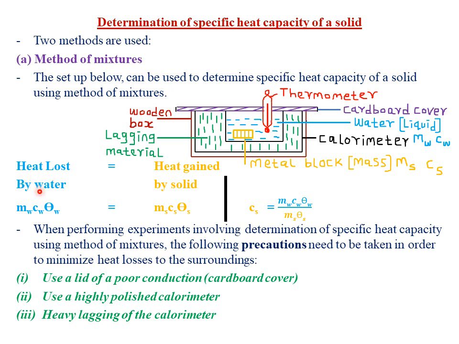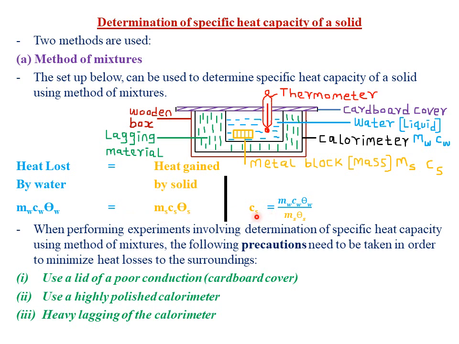Then of course, the heat which is lost by water will be the mass of water multiplied by the specific heat capacity of water times the change in temperature for water. So MCθ for water represents the heat which is being lost by water, and it must be equal to the heat gained by the solid, which is the mass of the solid multiplied by the specific heat capacity of the solid multiplied by the change in temperature for the solid. Therefore, if we want to find the specific heat capacity of the solid, we simply divide both sides by the mass of the solid and the change in temperature for the solid.